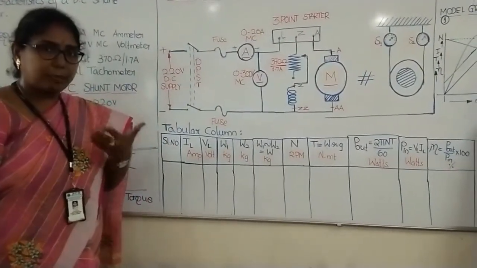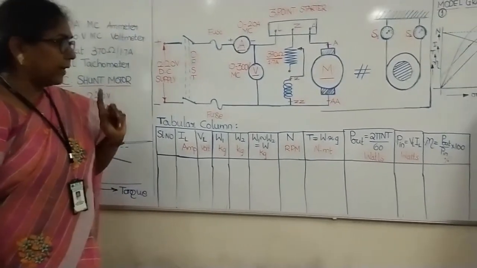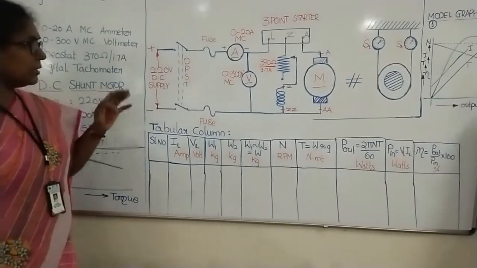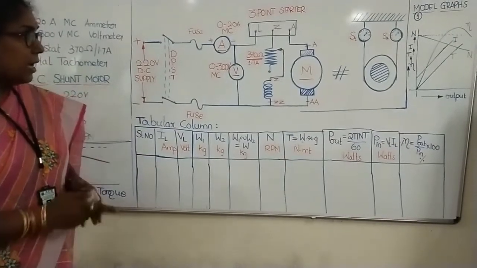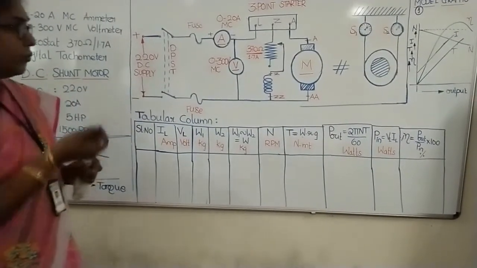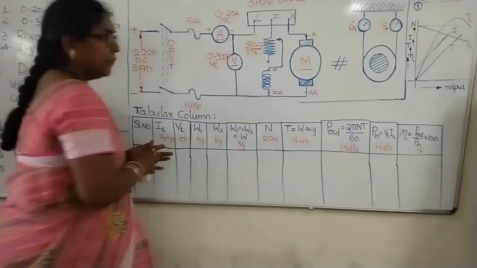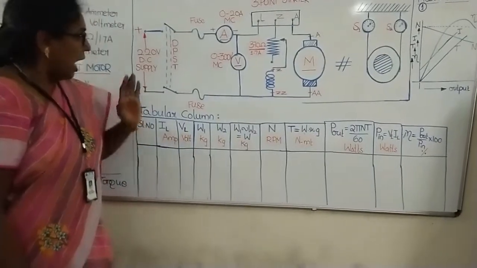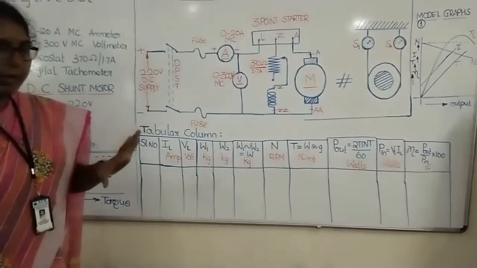Now I am going to explain the procedure for how we are going to conduct the brake test on a given DC shunt motor. The first point is that the connections are made as per the circuit diagram. Next, the precaution is that first of all we need to keep the field rheostat resistance in the minimum position. If you observe, this is already in the minimum resistance position. Next, give the 220 volts DC supply to the circuit.